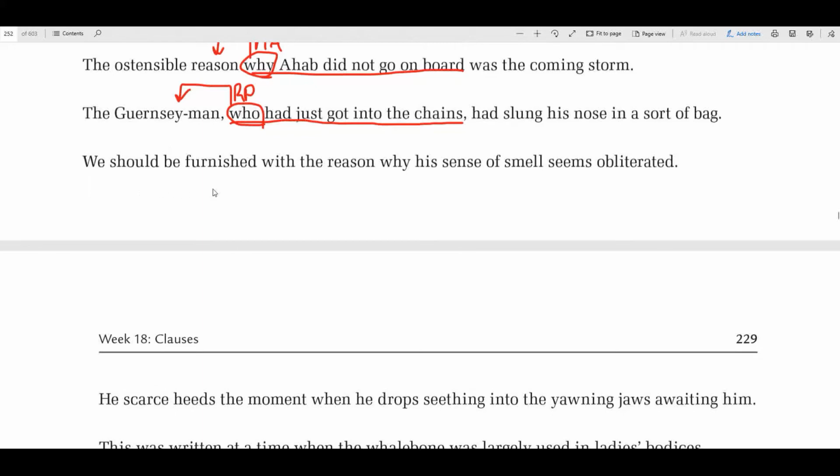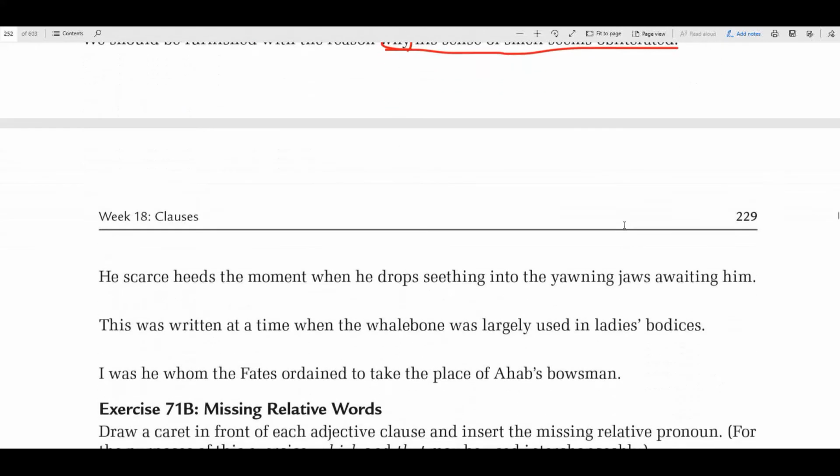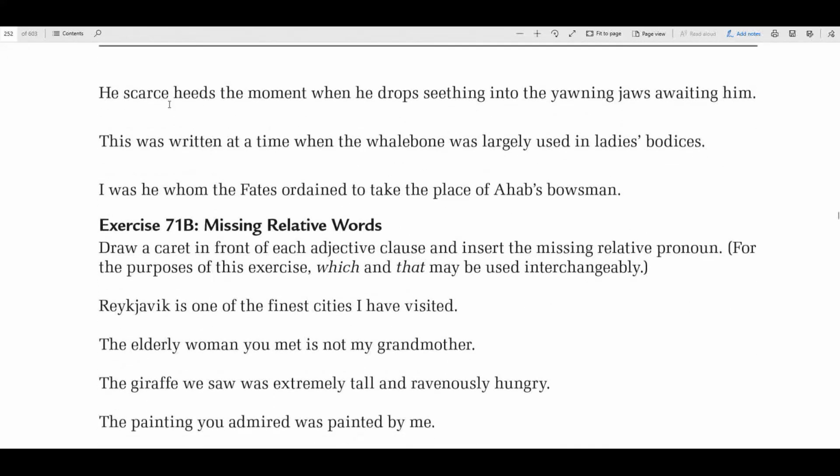Okay. We should be furnished with the reason why his sense of smell seems obliterated. You should be catching on to this now. He scarce heeds the moment when he drops seething into the yawning jaws awaiting him.